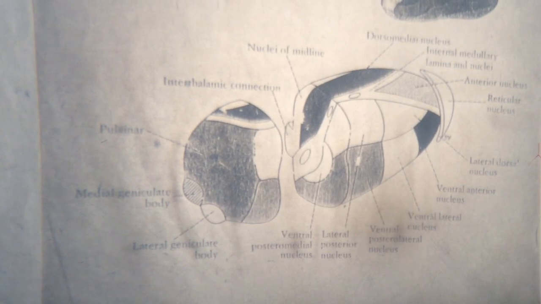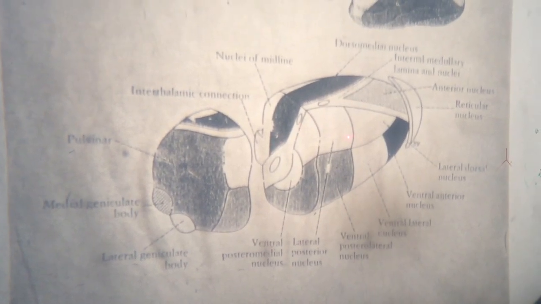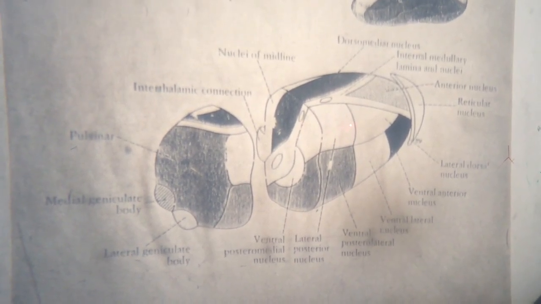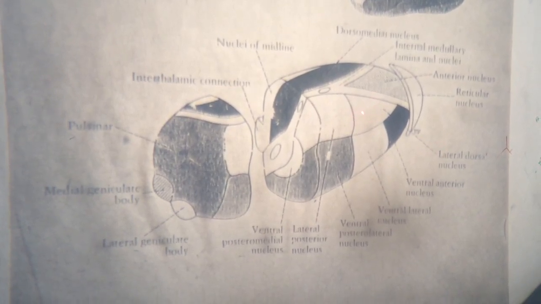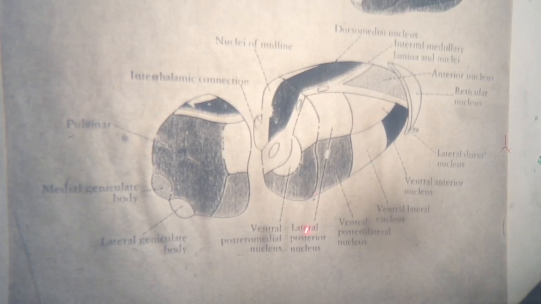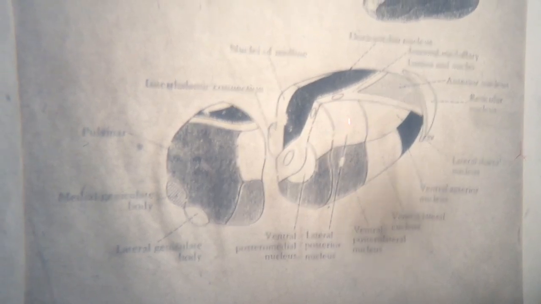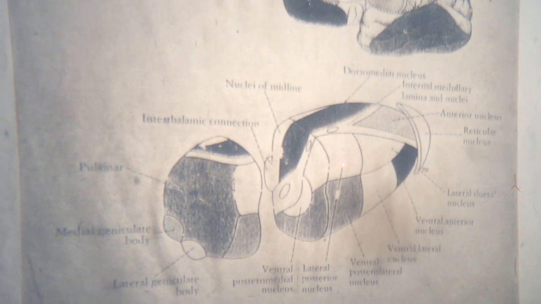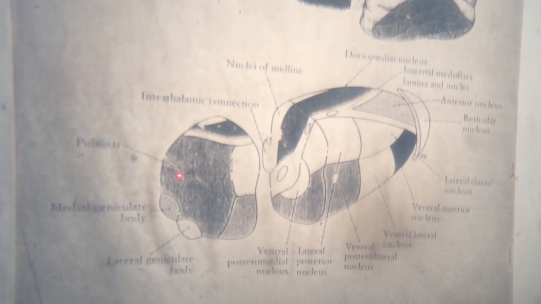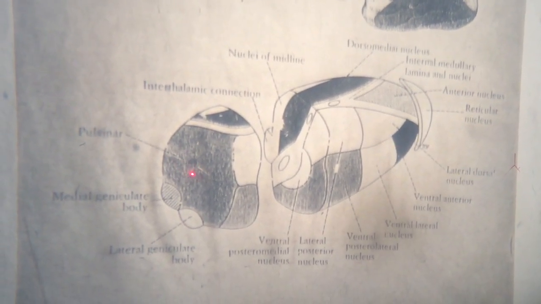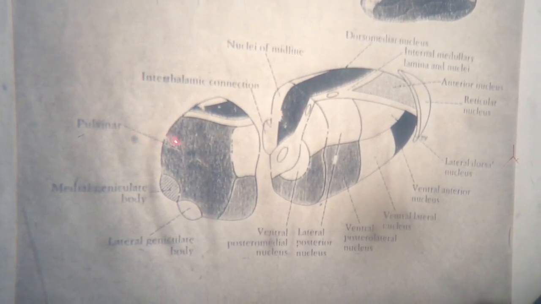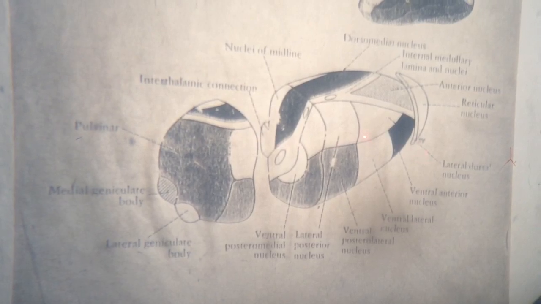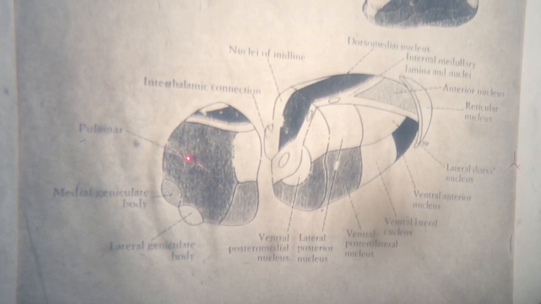The dorsal group includes the lateral dorsal nucleus, lateral posterior nucleus, and pulvinar.